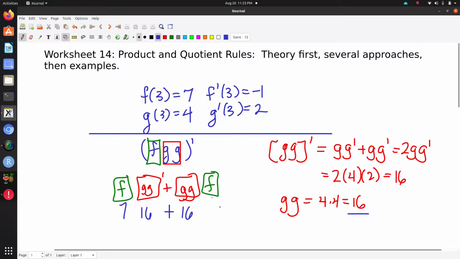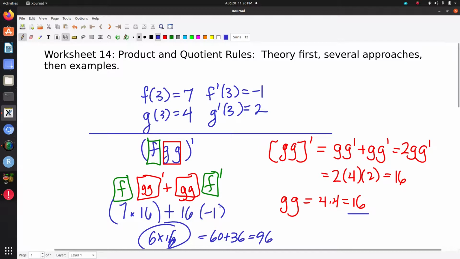And I forgot to put the prime on that guy. f prime at 3 is -1. So then that's going to be -1. So it's 7 times 16 minus 16. So whatever 6 times 16 is, I don't feel like calculating that right now. Oh, I guess it's like 60 plus 36. So that's actually 96. Okay. So that's how you would do that exercise.